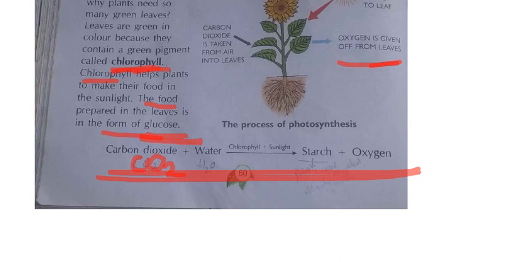Okay, if we give plants carbon dioxide and water, who will give carbon dioxide? We will give carbon dioxide plus water. If we give the carbon dioxide and water, then with the help of the chlorophyll and sunlight. Okay, chlorophyll means you know what? All the green color substance which is present on the leaves, and plus sunlight gives what outside? Starch and oxygen.